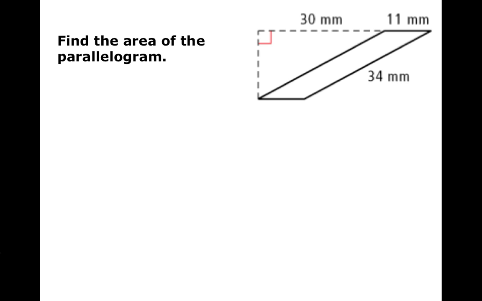See this right triangle? Yeah, Pythagorean theorem. 30, don't know this one. Do you know the hypotenuse? Yes, it is 34, because the opposite sides of a parallelogram are congruent. Okay, so first step, Pythagorean theorem to find the height. Once you find the height, what's the base?